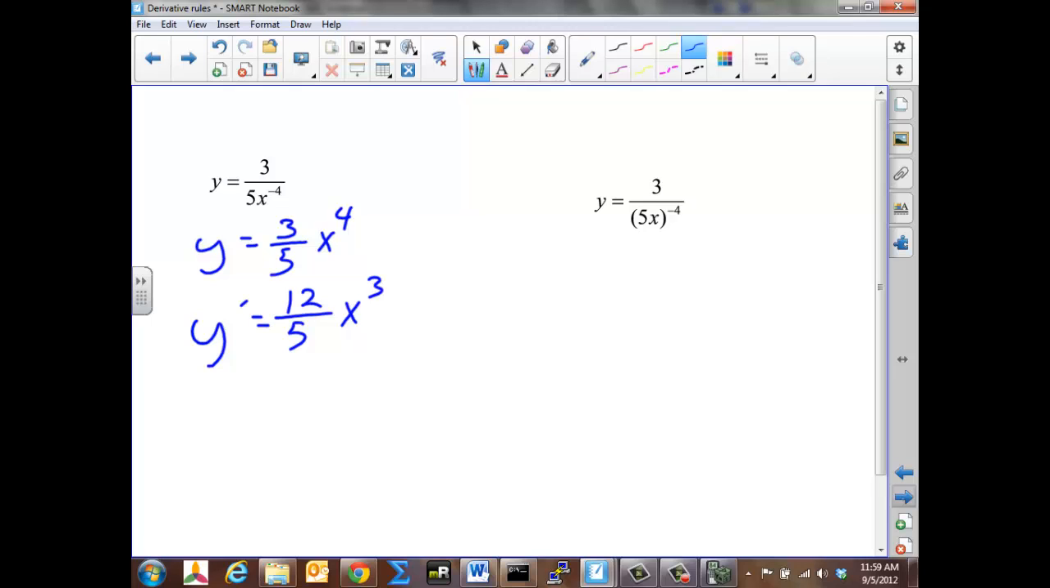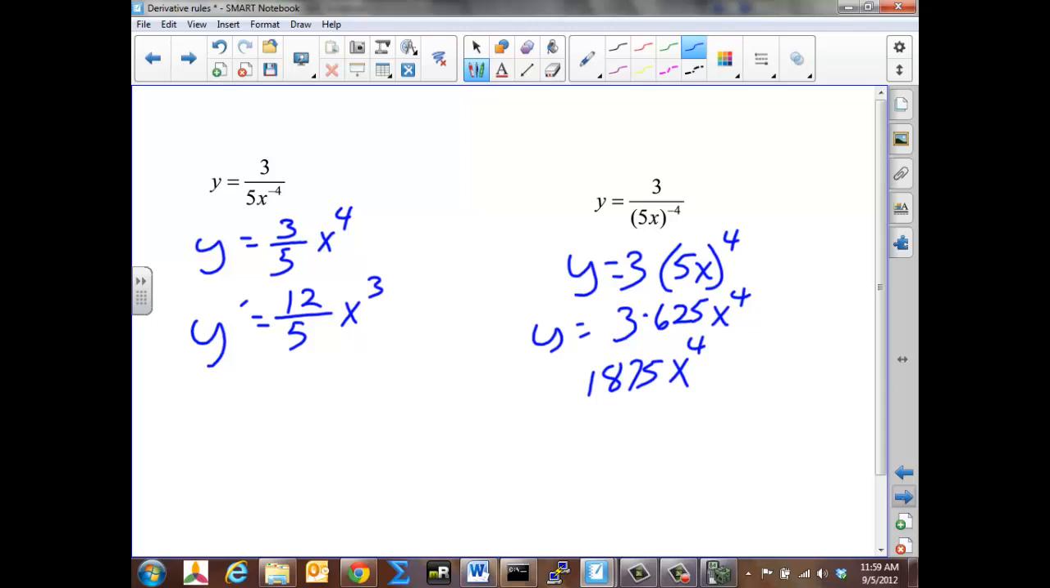Now here, this 5x is in parentheses, so we're going to move all of that up to our numerator. We'll say y equals 3 times 5x to the 4th power, which is 3 times 625 x to the 4th power, which is 1875 x to the 4th power, I believe. And all of that's just y. I haven't taken a derivative yet, because all we've done is clean up.